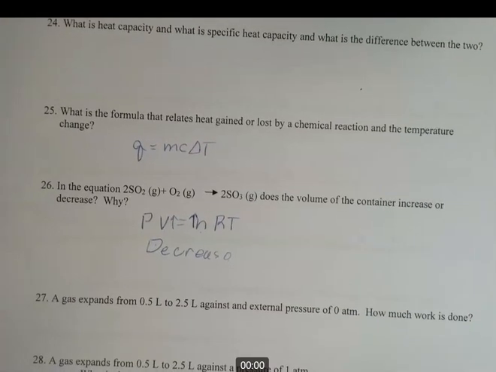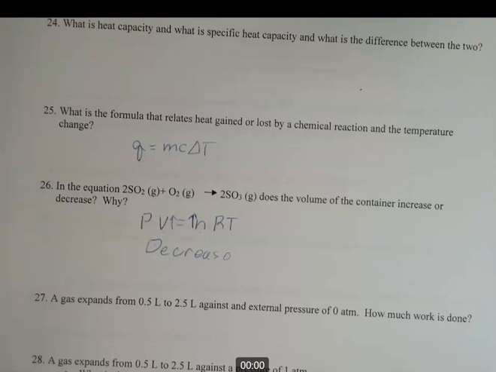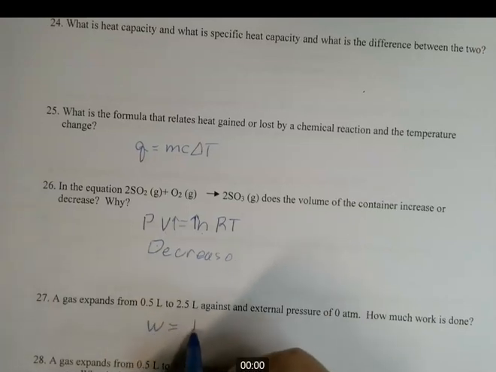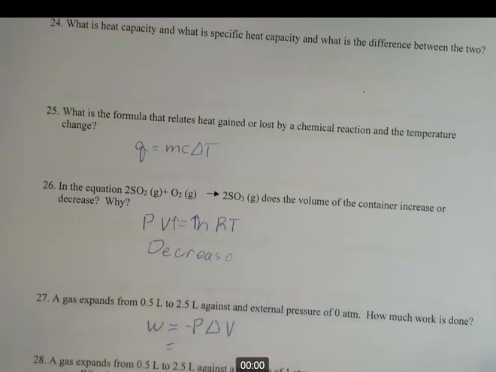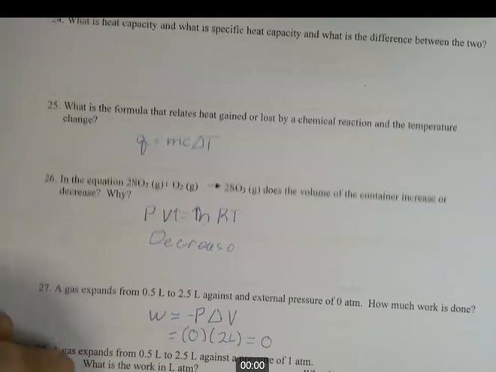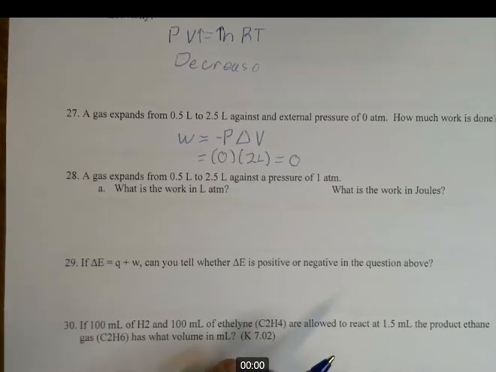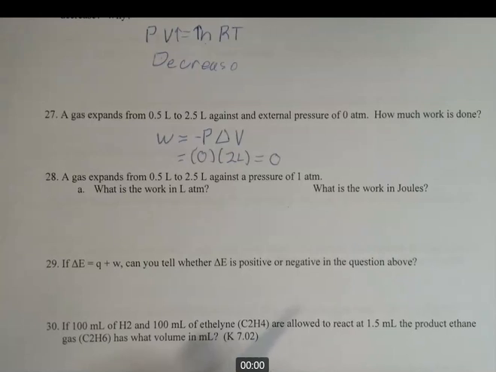Okay, a gas expands from 0.5 liters against an external pressure of 0 atmosphere. How much work is done? So work equals negative pressure times delta V. So there's no pressure, so 0 times the change in volume. It went from 0.5 to 2.5, so that's 2 liters. So that equals 0. If you're not pushing against anything, you're not doing any work. So that's really the thrust of that problem.